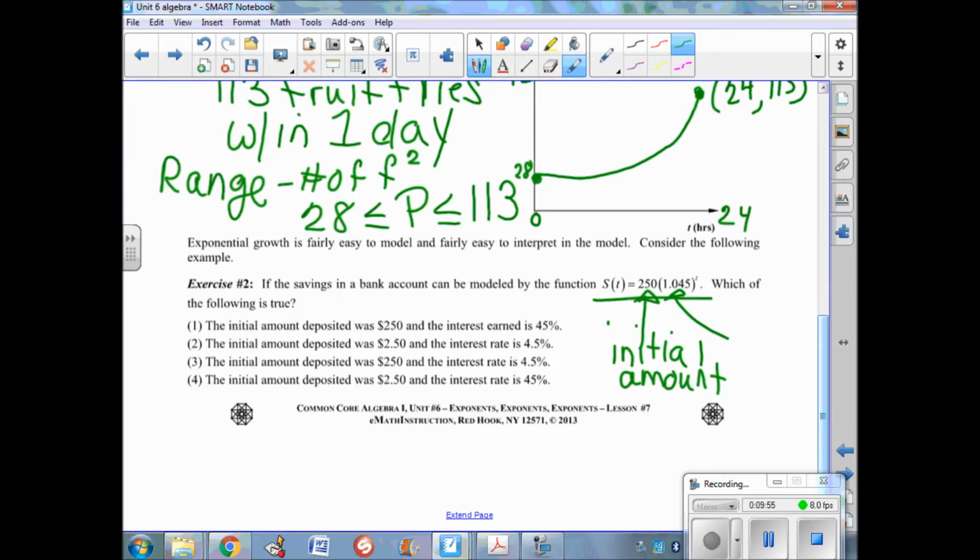That 0.045, remember, has been added to that 100%. So what is this decimal 0.045 in terms of a percent? It's 4.5%. Then scanning those choices, and obviously that T is the time, we end up with choice 3. Started with 250 and the interest rate is 4.5%.